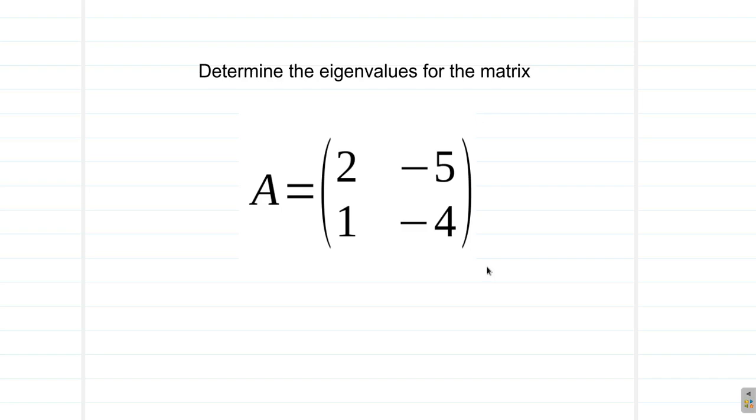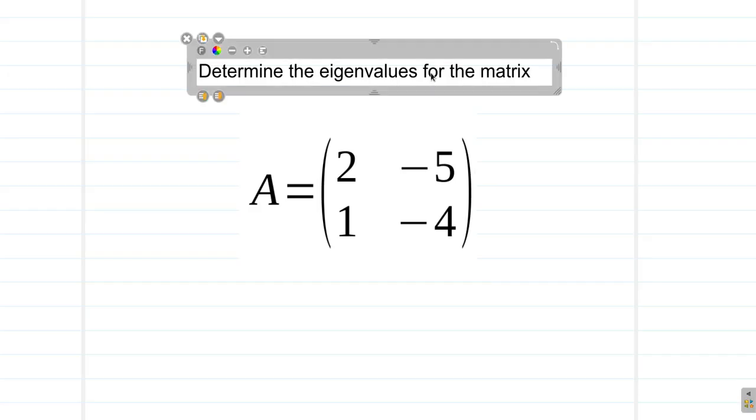Let us look at this matrix. A is equal to 2, negative 5, 1, negative 4. We are to determine the eigenvalues for this matrix. Well, here, I think this should be "of" rather than "for". The eigenvalues of the matrix.